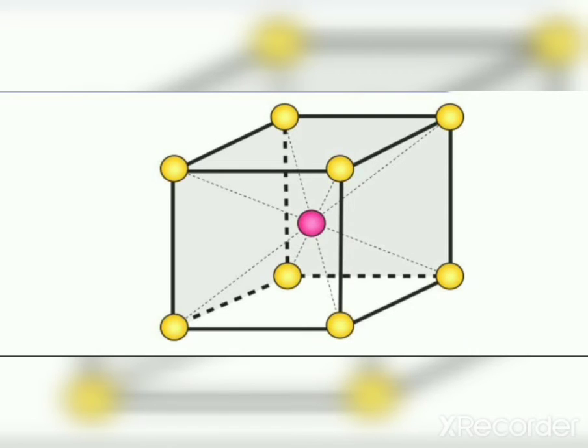A body-centered unit cell is given. How can you get the total number of atoms in a body-centered unit cell? 8 corners are there and each corner has a contribution of 1/8. So that gives you 8 into 1/8, which is equal to 1. Along with that, one atom as a whole is present at the body center. So the total number of atoms will be equal to 1 plus 1, which is equal to 2.